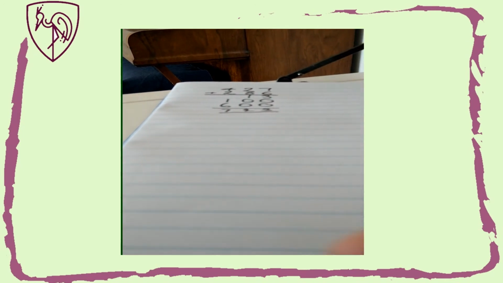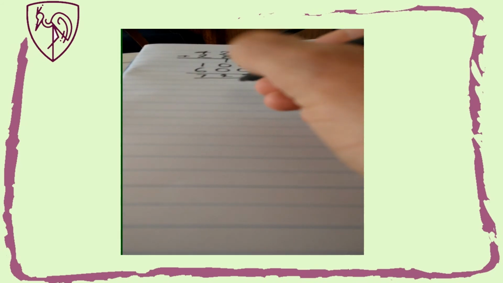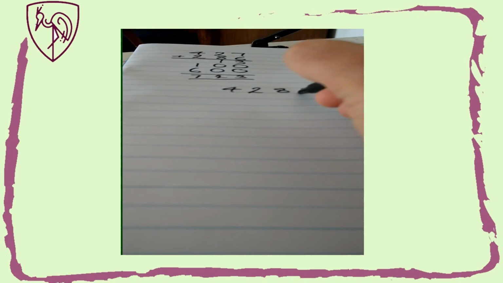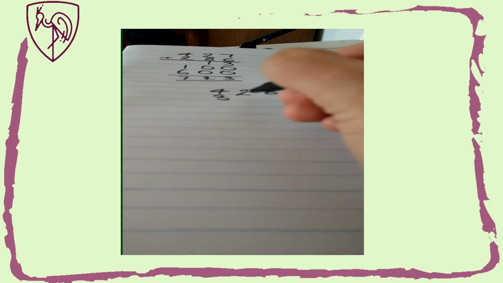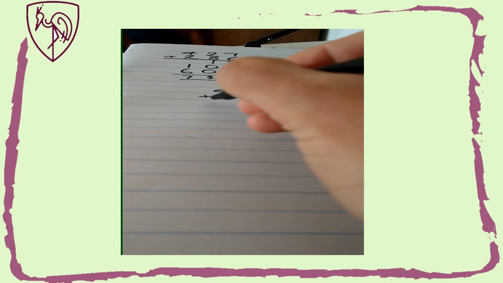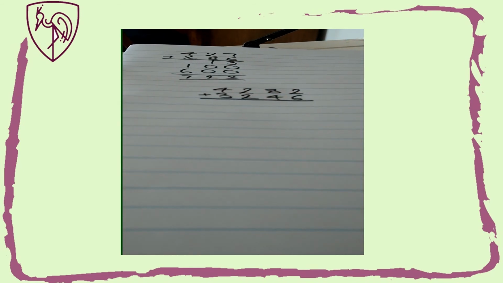With a 4-digit number, as year 4 will be expected to do, it's the same method, very similar method. We've just got an extra step in it. So here we have 4,282. I'm going to add to that 3,246.